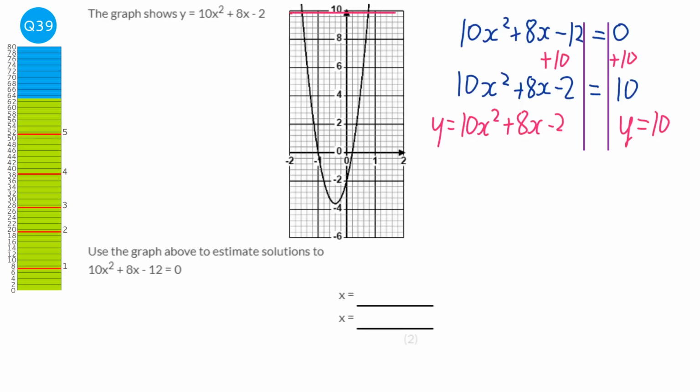Let's just make sure I get it nice. There we are. I need to move that up a little bit. There we are. And let's read off the values that that gives us. So it comes down here, and it comes down here. So the values it comes down to are -1.6 and 0.8. And those are our solutions.